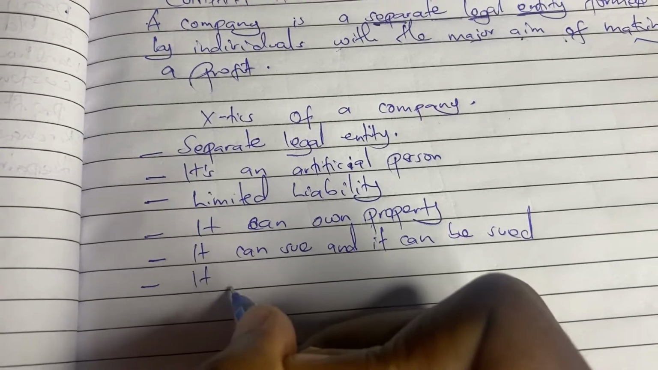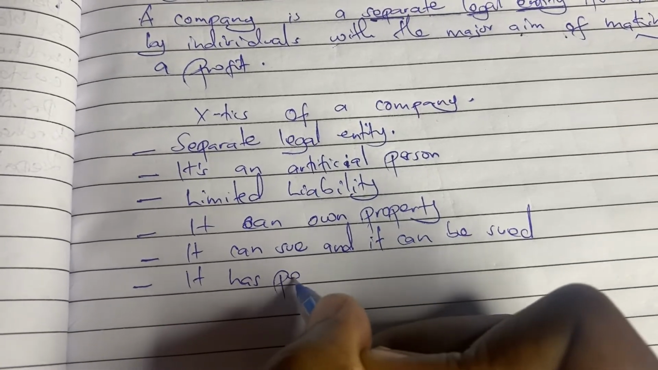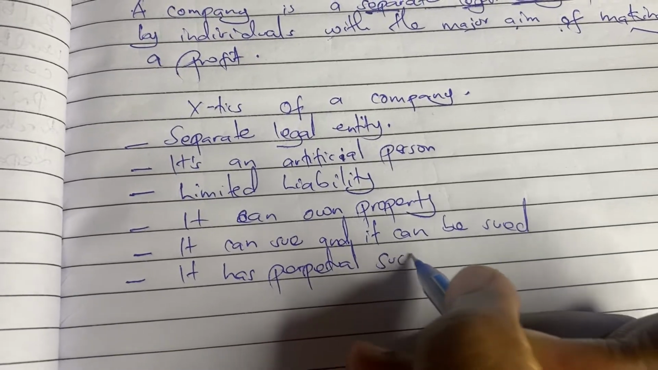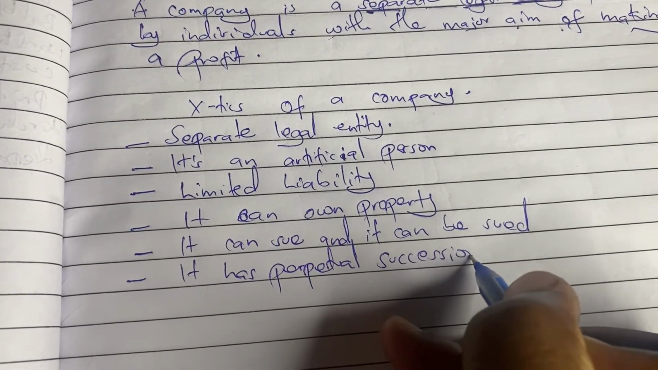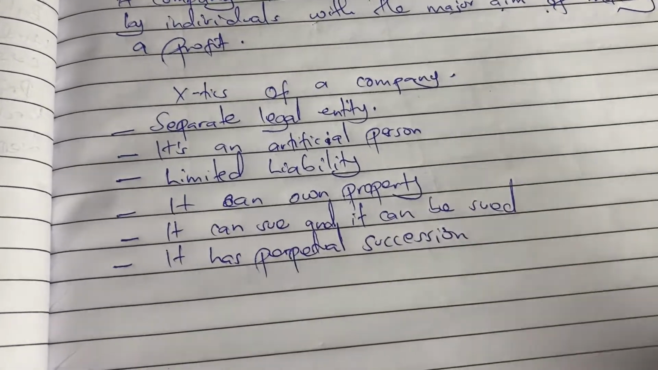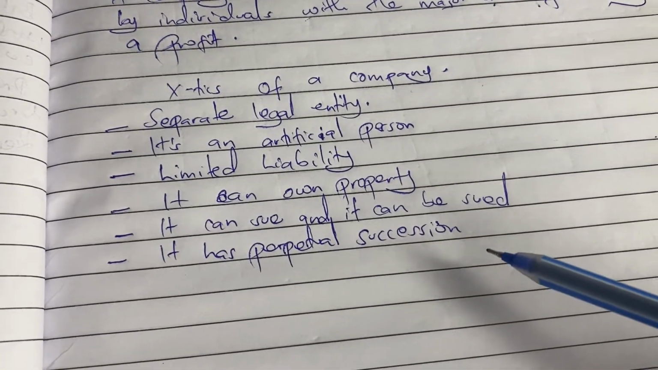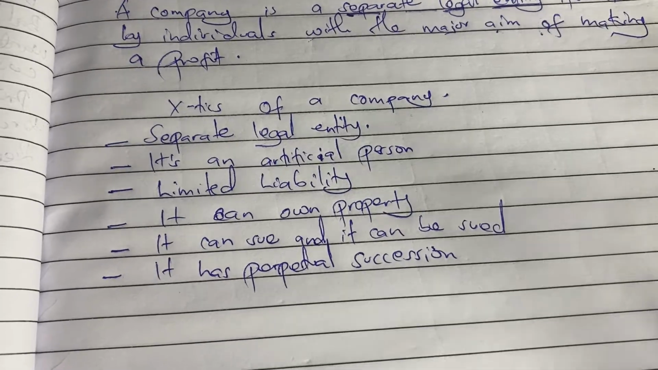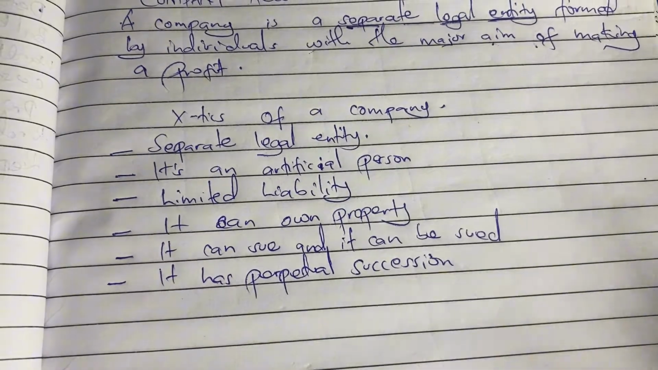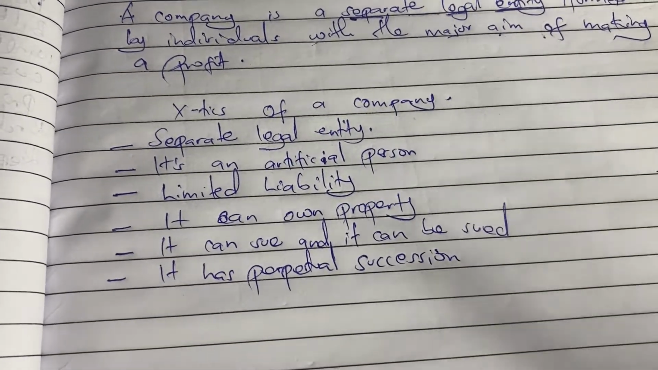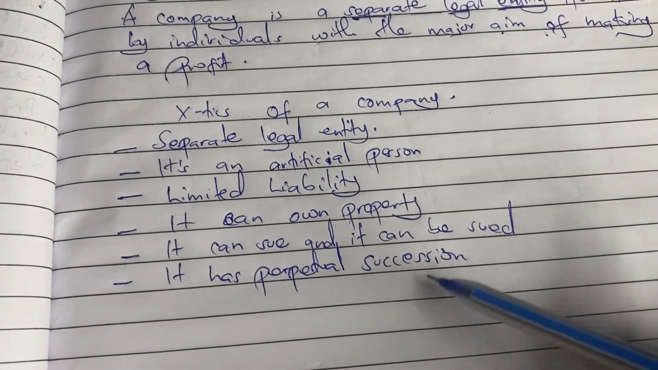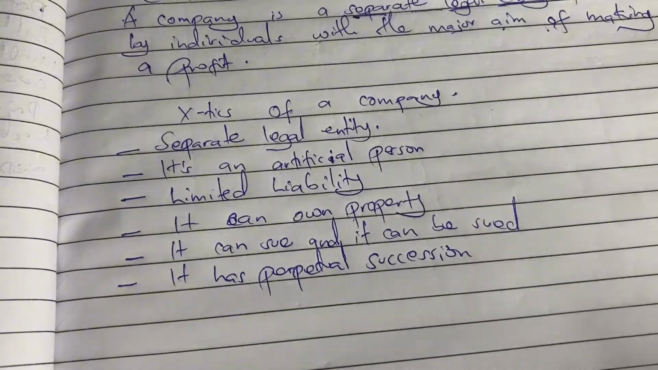Then it has perpetual succession. Perpetual succession means that when the owners die, the company will still operate. It will still go on, which is not the case with a sole proprietor or a partnership. When the owners die, they will have to close. So the company has perpetual succession.